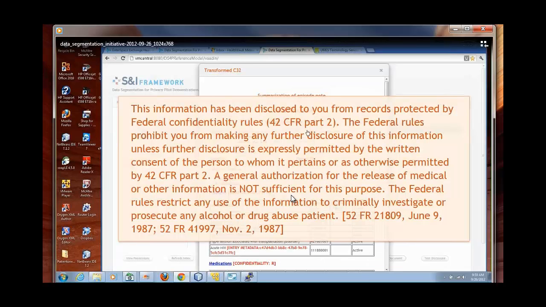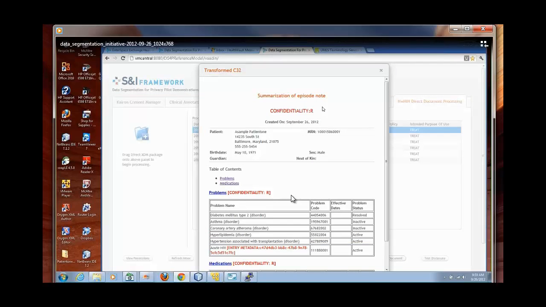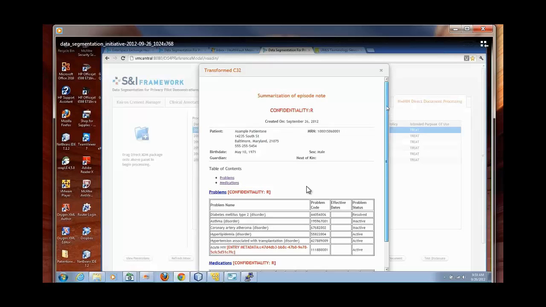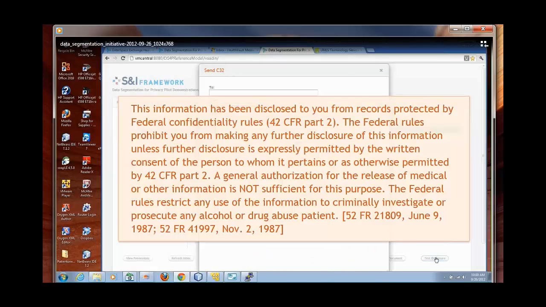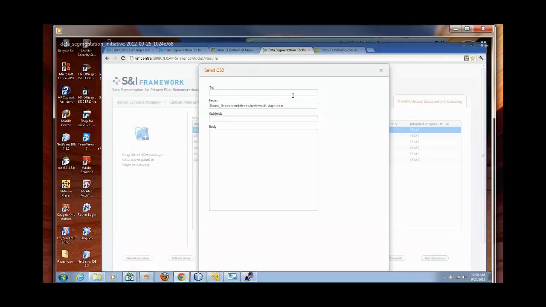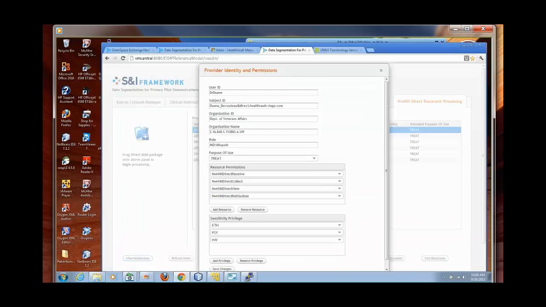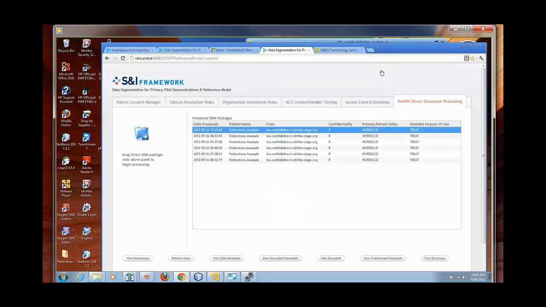The following examples demonstrate the 42 CFR Part 2 no redisclosure warning when attempting to view as well as redisclose the document. In our next example, we will change Dr. Duane's purpose of use to research. Dr. Duane will be denied as the intended purpose of use the document was released on was treatment.